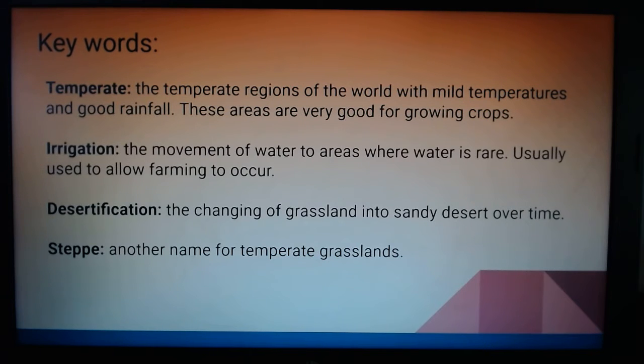Next of all was that word irrigation we saw in the textbook. The movement of water to areas where water is rare, usually used to allow farming to occur. Desertification we talked about in the tropical grasslands, okay, and steppe, another name for temperate grasslands. We'll look back at that one in a little bit.